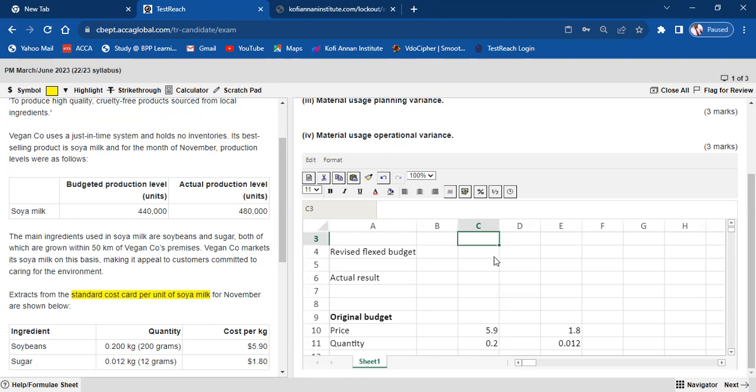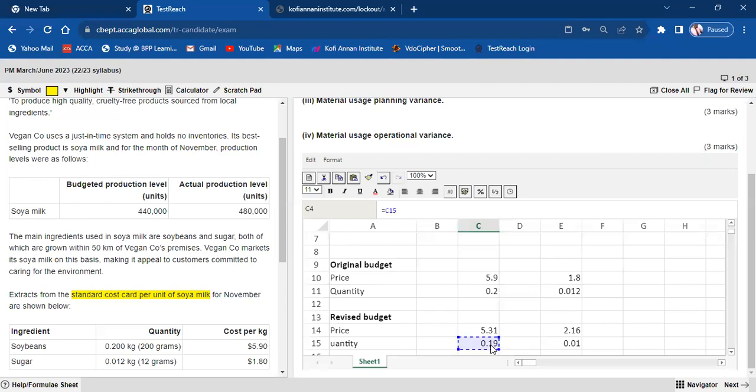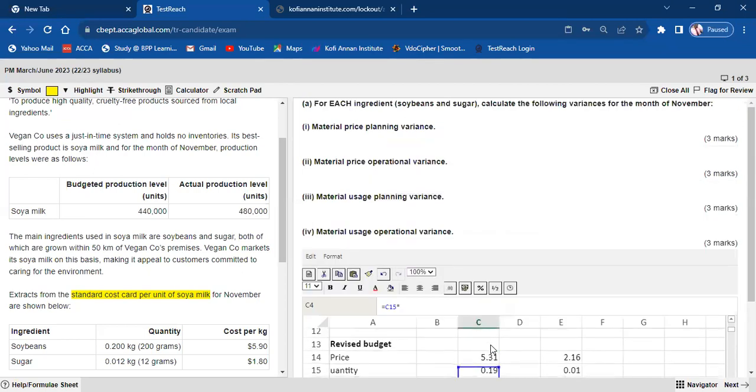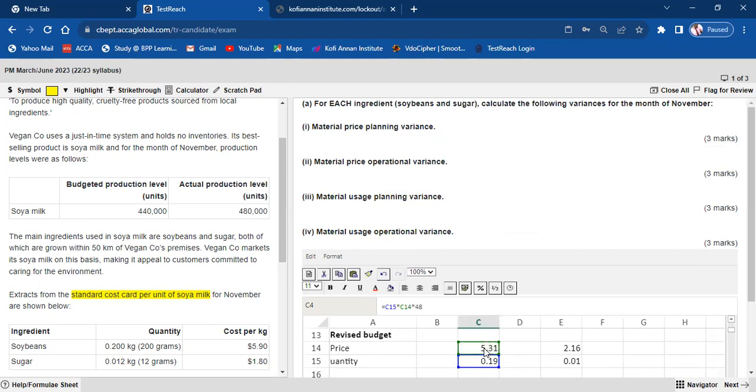This has been revised to using 0.19 at a price of 5.31 to produce each one of the 480,000 units. Actual results. We had used 94,000 kg, paying 5.7 for each.